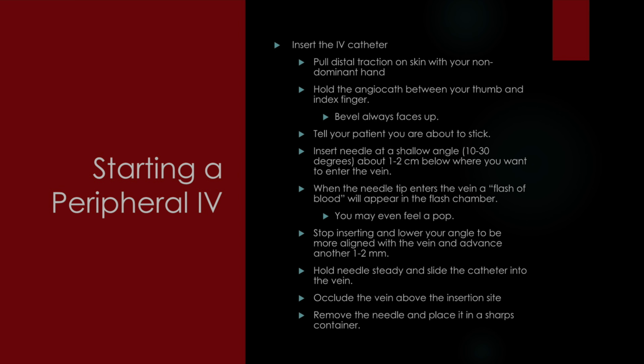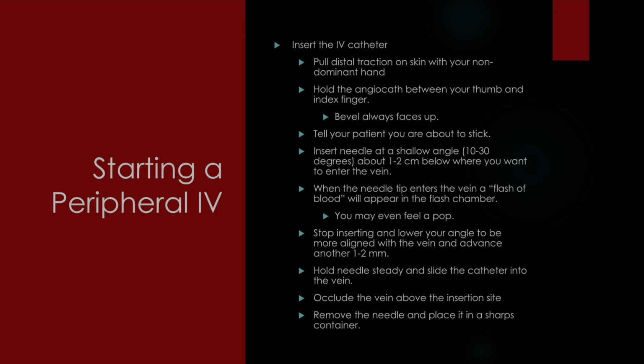To insert the IV catheter, begin by applying distal traction on the skin with your non-dominant hand. This helps stabilize the vein and prevents it from rolling. Hold the angiocath between your thumb and index finger, keeping the bevel facing up. Let the patient know you are about to stick. Insert the needle at a shallow angle, roughly 10 to 30 degrees, entering the skin about 1 to 2 centimeters below where you intend to access the vein.